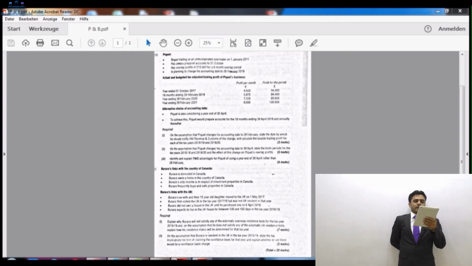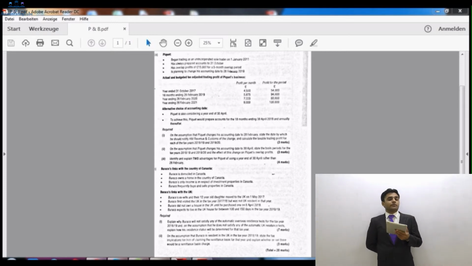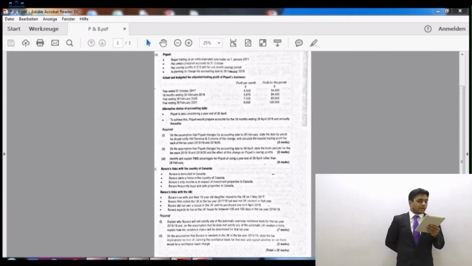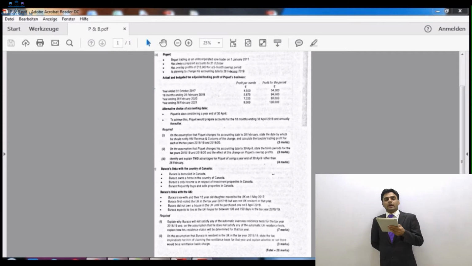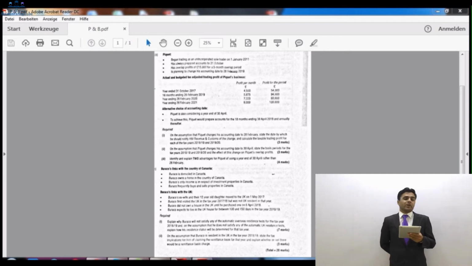Coming to the remaining part of the question, it says on the assumption that he does not satisfy automatic UK resident. So you do not have to worry about the automatic UK resident tests. The examiner said in his comments that despite the fact that students were told there is an assumption of automatic, there is no need to do the automatic UK resident test, students still wrote about automatic UK resident.